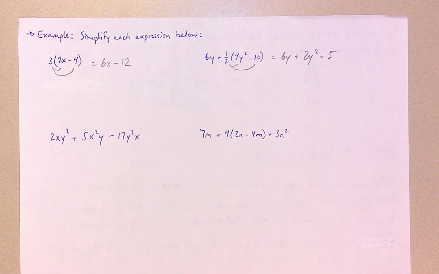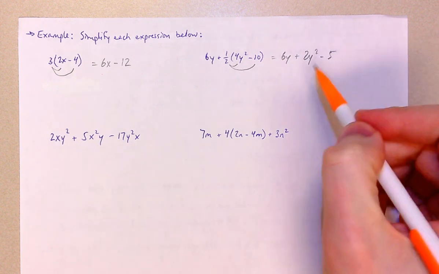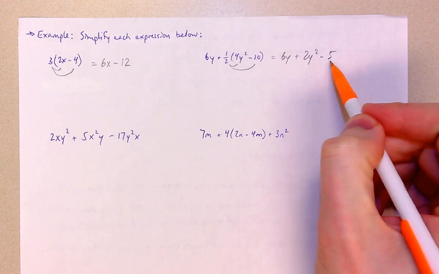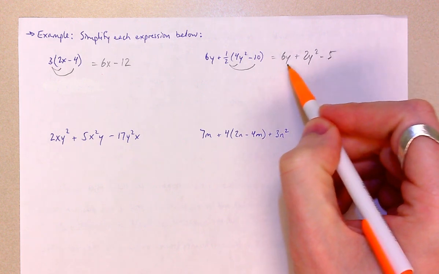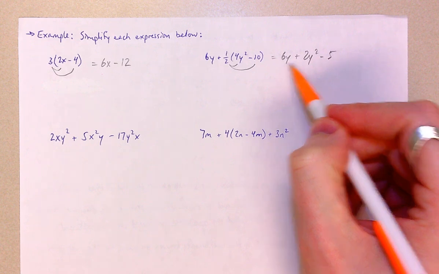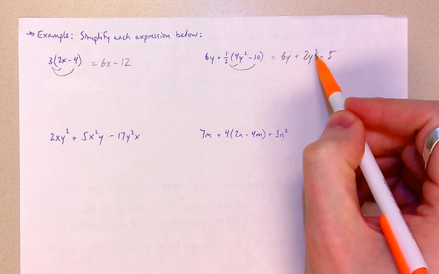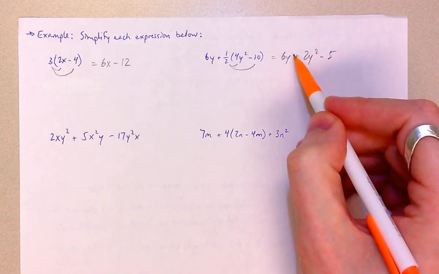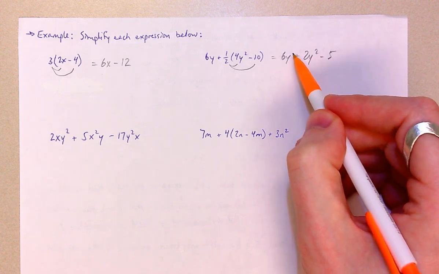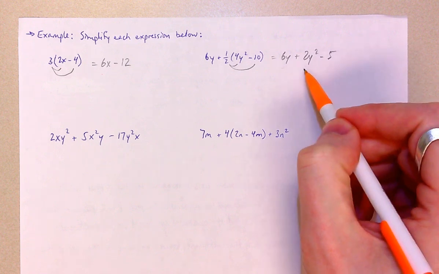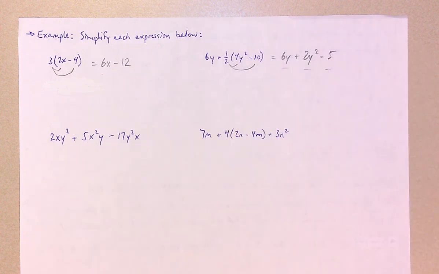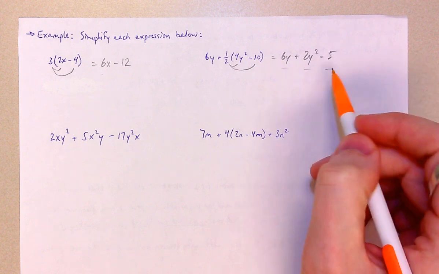Do we have any like terms that we can combine? This is just a number. This is a term with a y. This term contains a y too, but this guy has a y raised to the second power. This is a y raised to the first power. So none of these are like terms with any of the others, so we cannot combine these. We can't do any operations to combine these like terms. So this is fully simplified as it is.